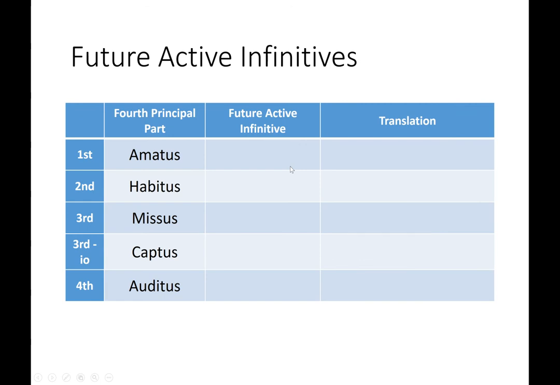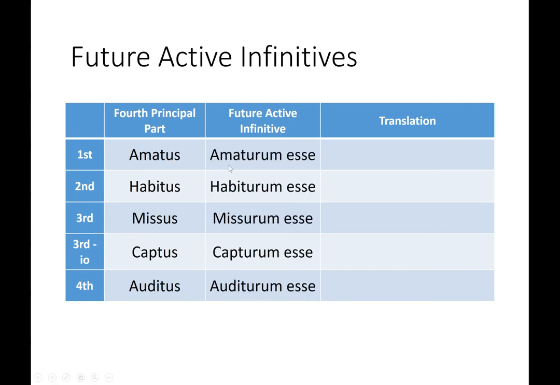So here's some practice again. Our friends, same friends as before. For all of these, we're going to use the same pattern. We're going to cut off the us and add urus, a, um, plus the verb esse. So amaturum esse, habiturum esse, missurum esse, auditurum esse.